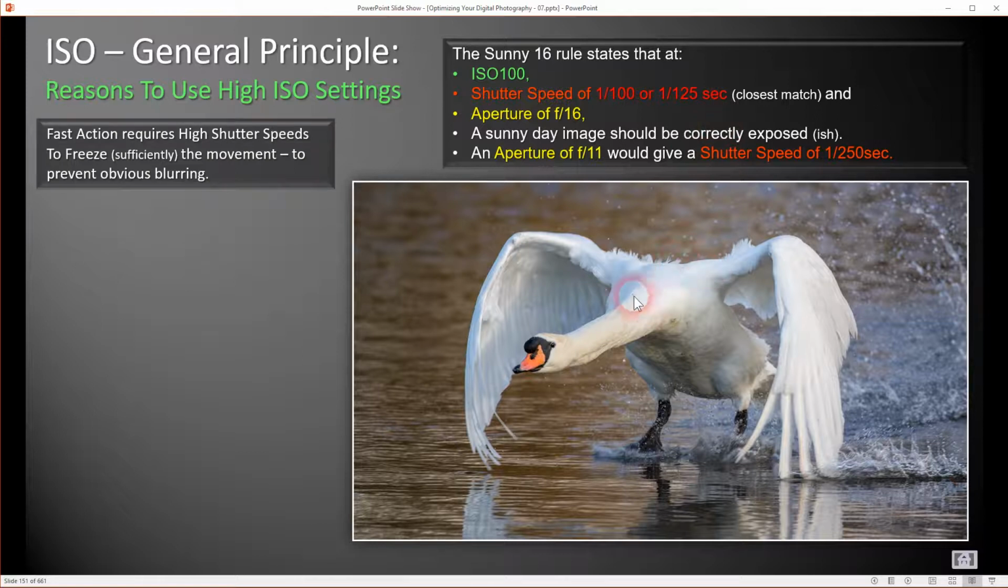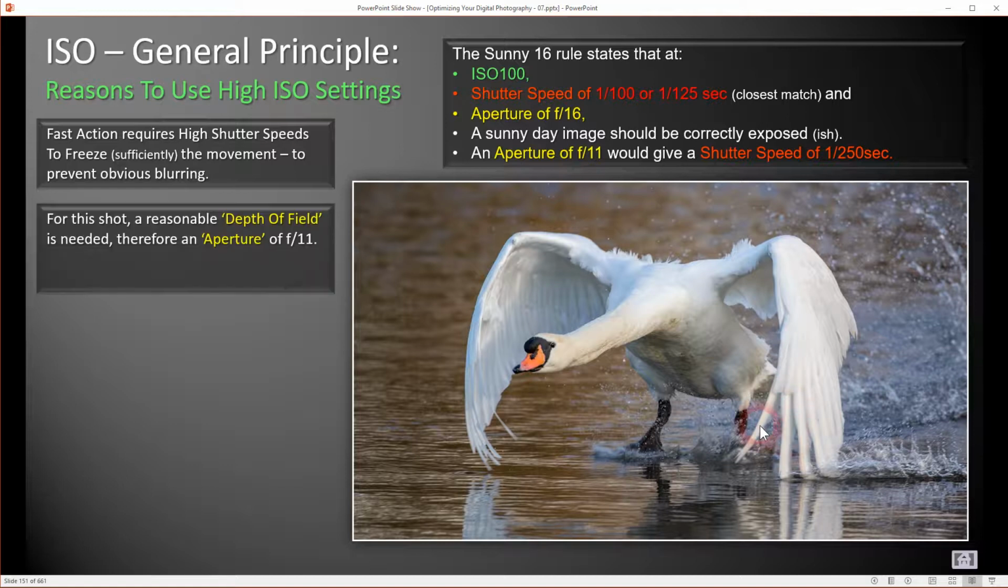Okay, so anyhow, fast action requires high shutter speeds to freeze the movement and to prevent obvious blurring. Now this swan is moving at quite a crack, and unless we have a high shutter speed, we're going to get lots and lots of blurring. Even in the wingtips here, we can see quite a bit of blurring. But because it's quite close, I also needed a reasonable depth of field, and I thought maybe f11 would be sufficient for this sort of shot.